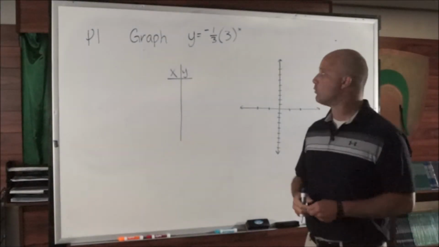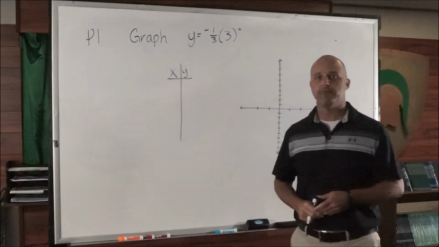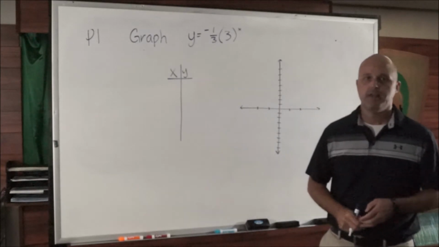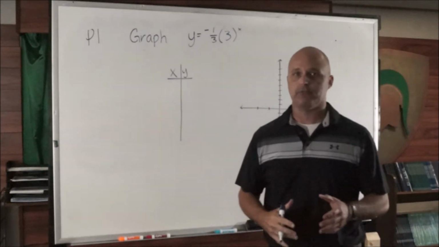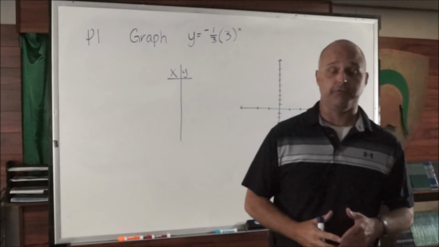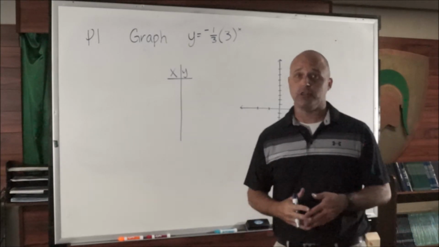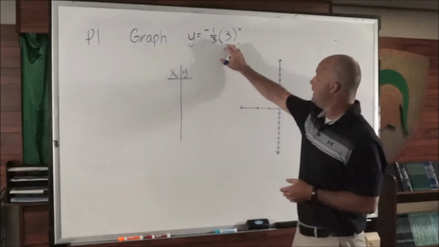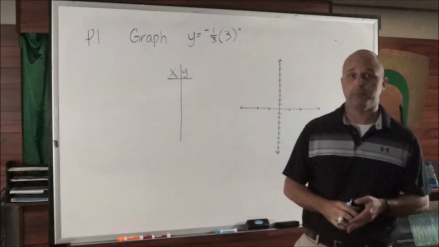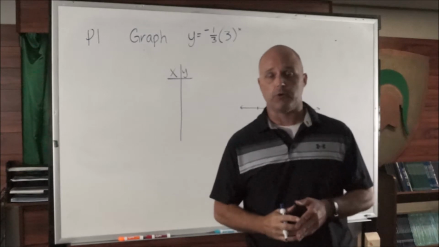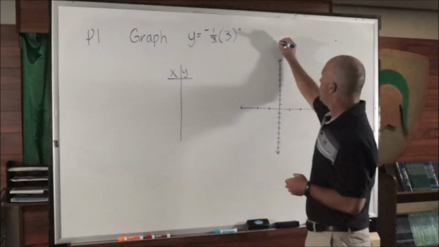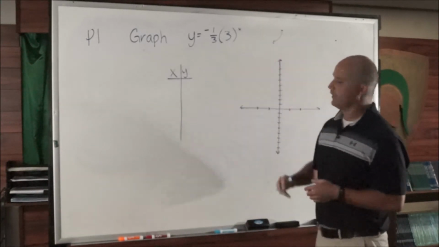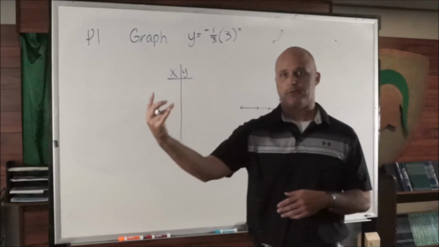For problem number 1, we're being asked to graph y equals negative 1/3 times 3 to the x. Before we even start graphing, or even before we start making a table of values, there's a couple of things that we can learn just from the equation. Looking at this 3 in the spot for b, we know that this is going to be growth. So we can see that we're going to have a graph that goes from bottom left to upper right.